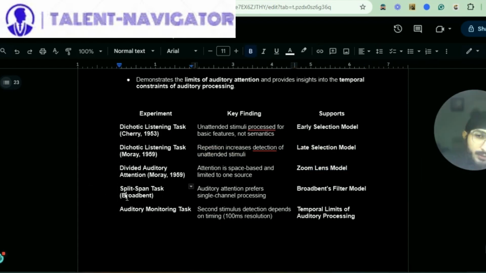Split span task by Broadbent: auditory attention prefers single channel processing, supports Broadbent's filter model. And auditory monitoring task: key finding was second stimulus detection depends on timing, 100 millisecond resolution, temporal limits of auditory processing. So that's it.